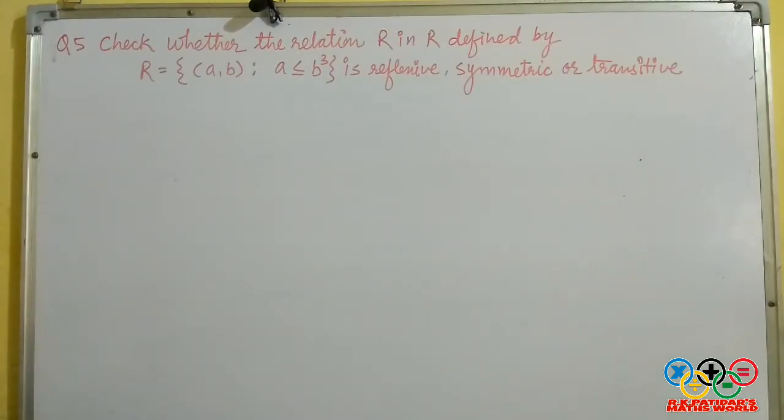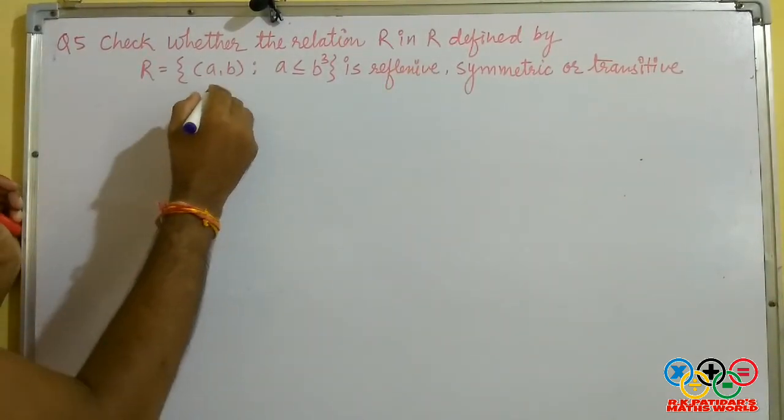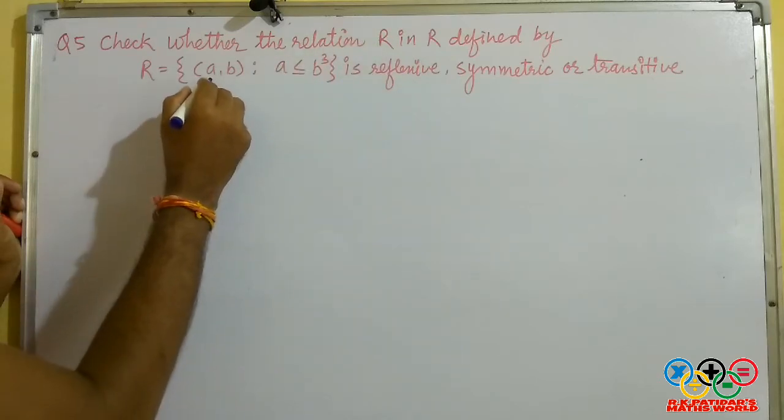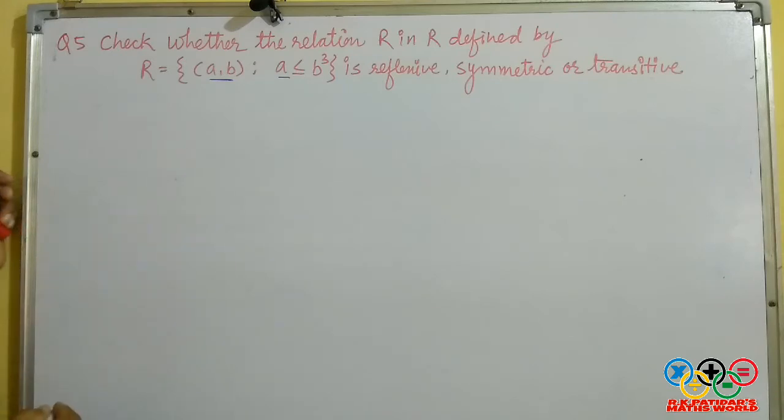Question number 5. Here we have to prove whether these relations are reflexive, symmetric or transitive. This relation is on the real numbers, and the relation is: (a, b) such that a is less than or equal to b cube.